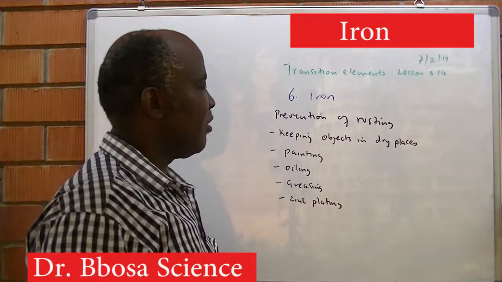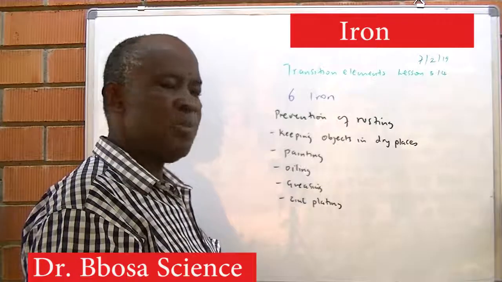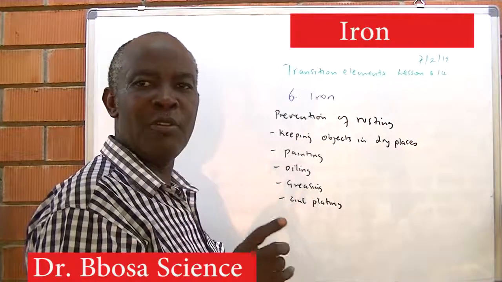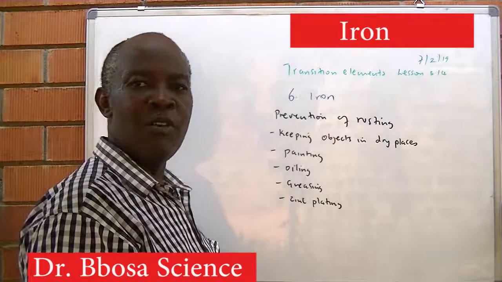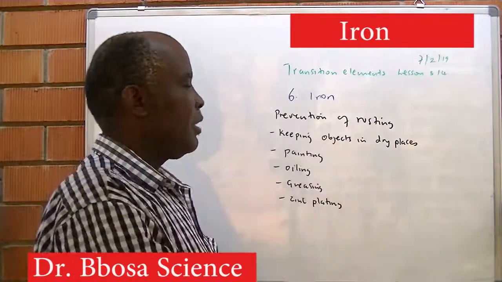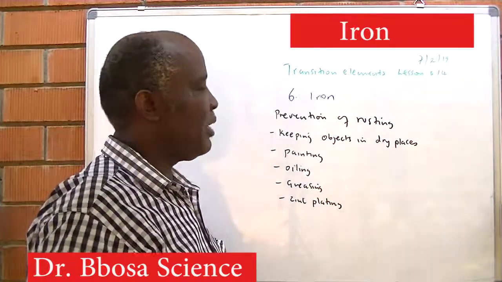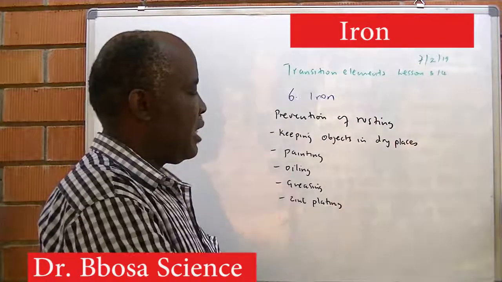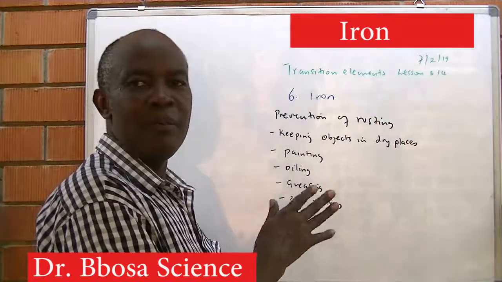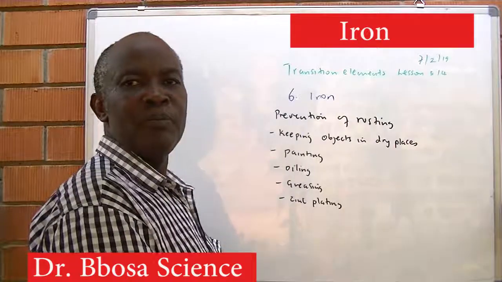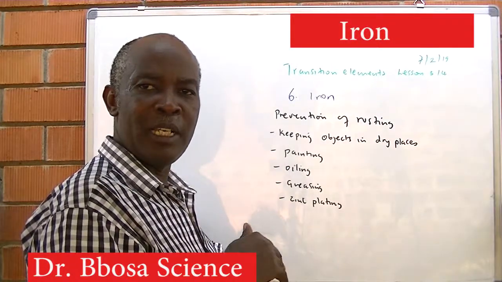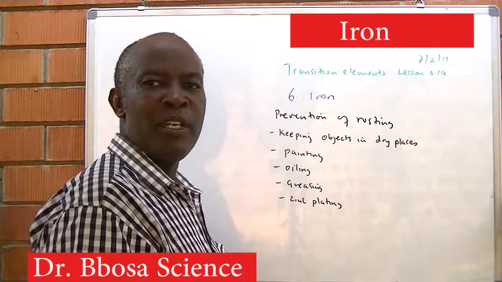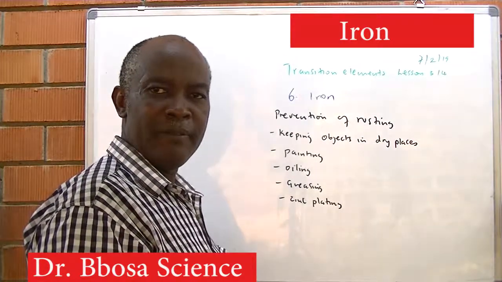Prevention of rusting of iron. The principle is to keep away oxygen, water or both from reaching the metal. One way of doing it is by keeping the objects in dry places, painting, oiling, greasing, dimpling, and so on. Anything which removes oxygen or water from reaching iron will prevent rusting.